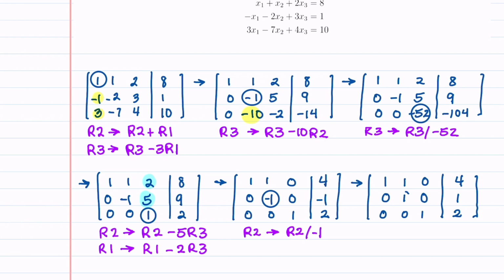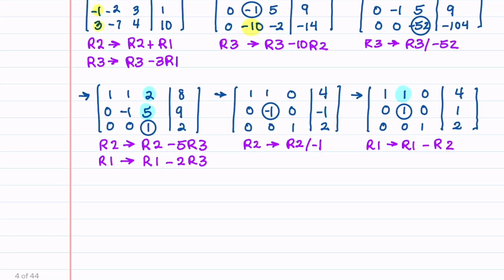Now we're going to circle our pivot again. It's equal to 1, so that's great. Let's highlight the entry above it that we need to make equal to 0. To make this entry 0, we're going to replace row 1 with row 1 minus row 2. Give ourselves a little bit more space here.